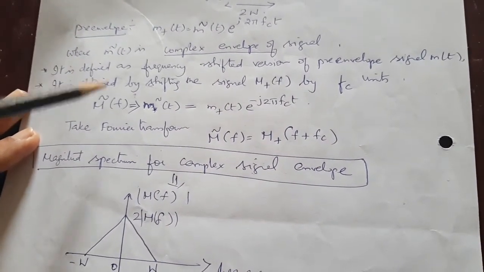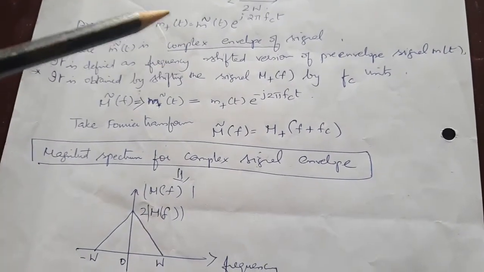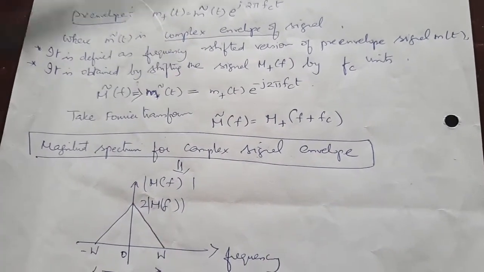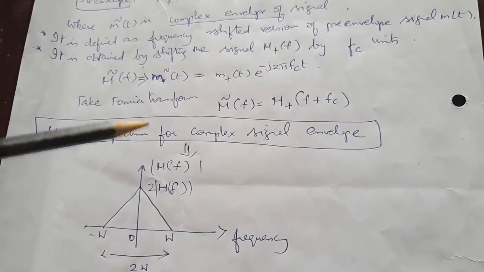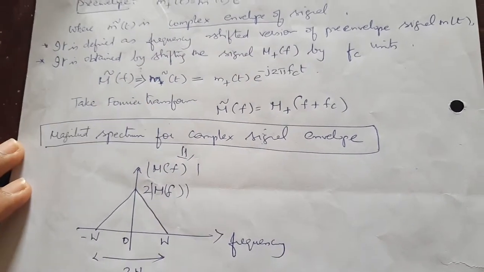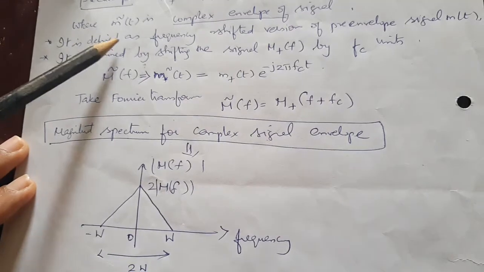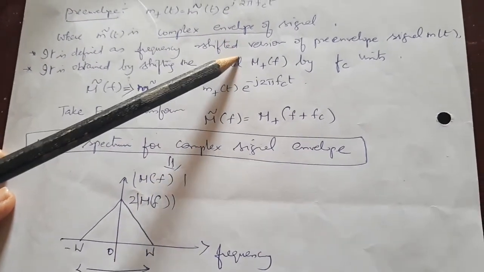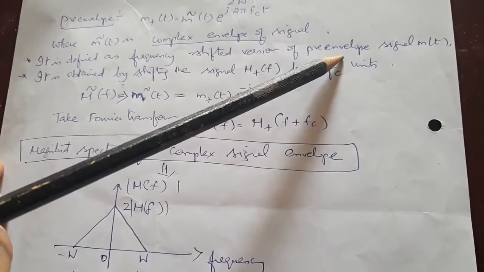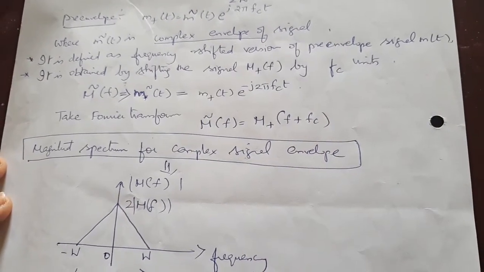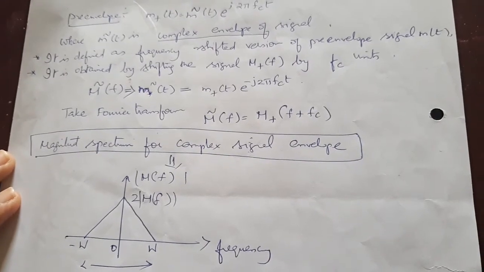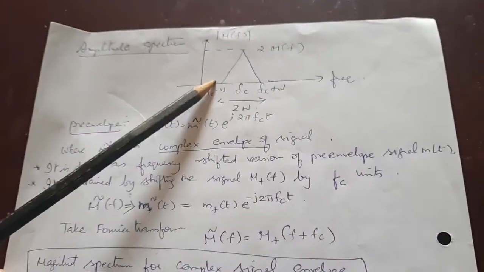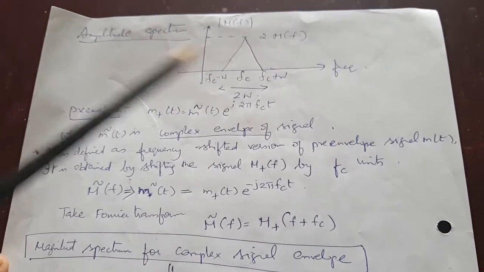What will be obtained? In the complex signal, we can obtain a frequency parameter calculation. In your pre-envelope, we can determine only the magnitude value. In your complex envelope, we can determine the frequency parameter value. How to calculate the frequency parameter value? It is defined as the frequency shifted version of your pre-envelope signal. So I'm going to take a basic pre-envelope signal which lies only on positive frequency, and that signal is going to be shifted in frequency value.